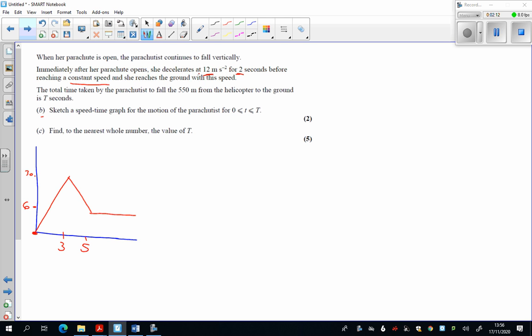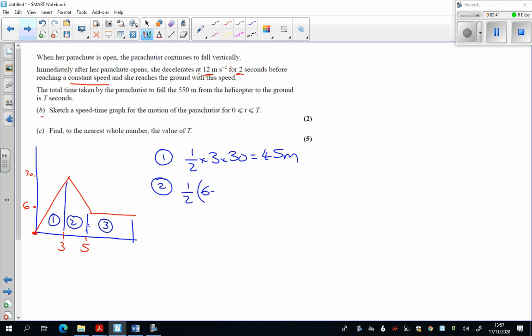Well, what we now need to do is find out the area of all of this. Again, I had lots of people using Suvat equations to do all this, but it's much quicker just to look at it as these 3 separate shapes. Shape 1, shape 2, shape 3. Well, shape 1 is just a triangle. So if we just do a half times the base times the height there, we can see that that one there is 45 meters. Shape 2, well, this is a trapezium.